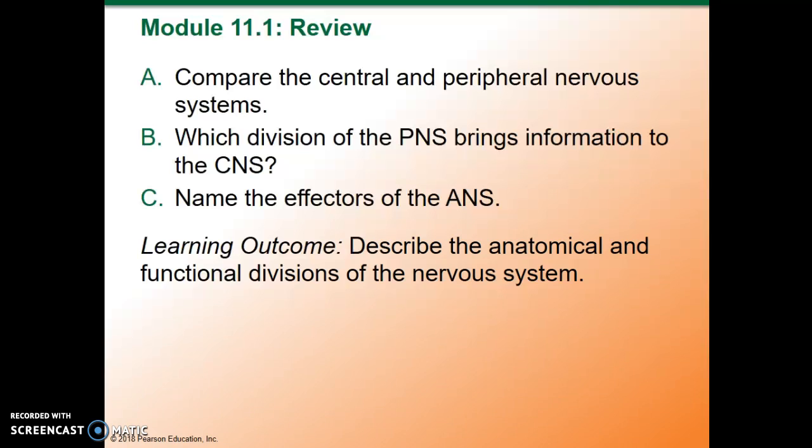And name the effectors of the autonomic nervous system. That would be the automatic responders, and that would be smooth muscle, cardiac muscle, glands, and adipose tissue.